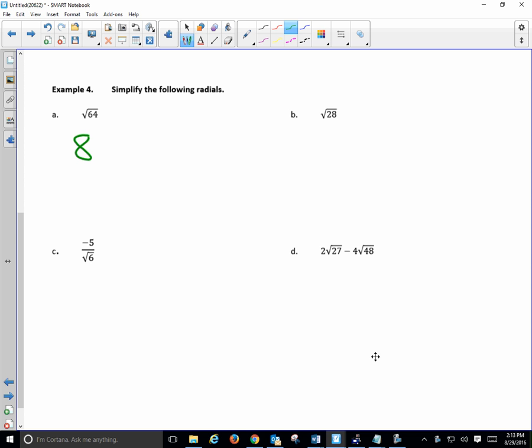Square root of 28. Can you take the square root of 28? No. So you look for a perfect square that divides evenly into 28. What's the perfect square that divides evenly into 28? Yes, 4. So I write square root of 4 and square root of 7, because 4 times 7 is 28. Can you take the square root of 4? Yes. And then you leave the root of 7.